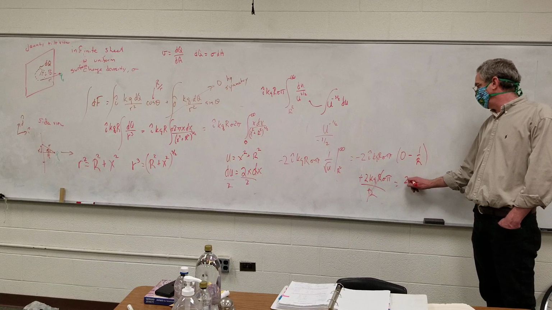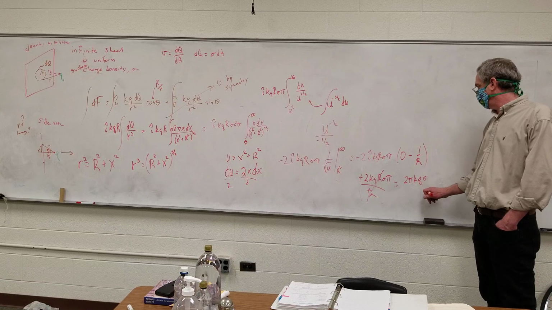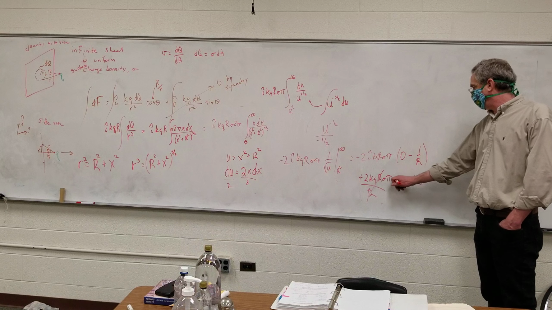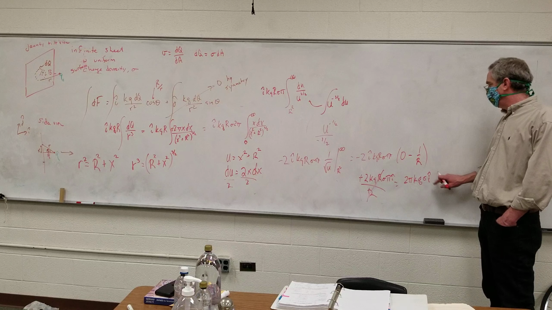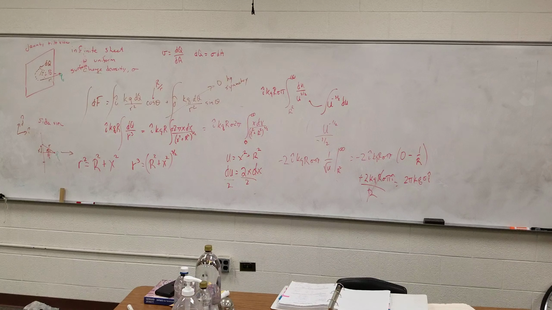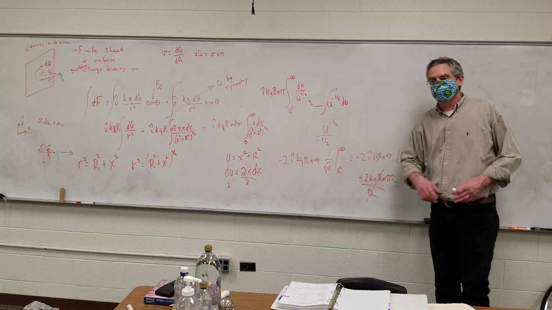So I'm left with 2 pi k q sigma i hat. In other words, away from the sheet. Would the r be squared? It's square root of u. Oh, the r, okay, never mind.